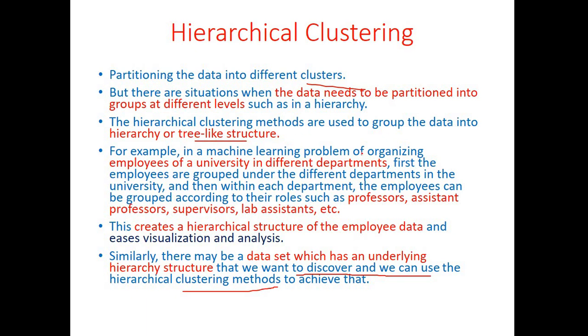In a machine learning problem of organizing the employees in a university having different departments, first the employees are grouped under the different departments in the university, and then within each department the employees are categorized into the roles such as professors, assistant professors, supervisors, lab assistants, etc. This creates a hierarchy structure of the employee data that eases the visualization and analysis of the employees in the university. So generally hierarchical clustering is applicable to the data which has an underlying hierarchy structure in it. By using this hierarchical structuring method, we can discover the underlying hierarchy in the data set.